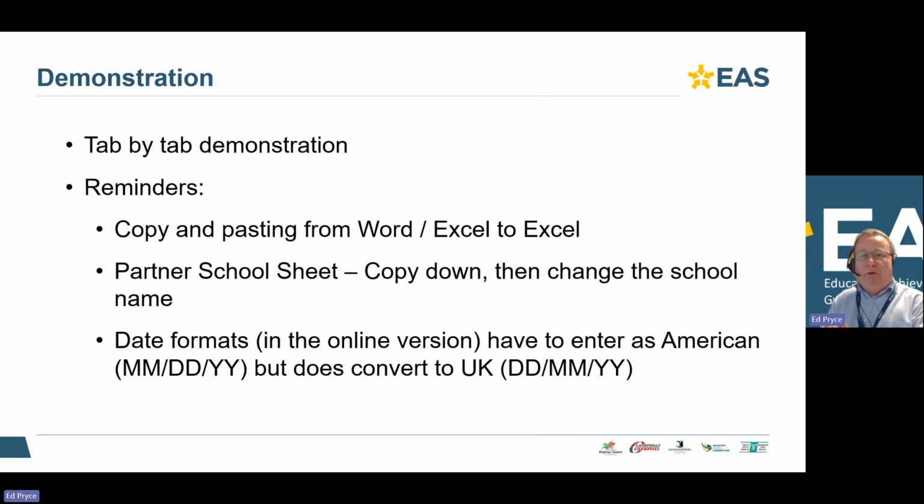What I'm going to do now is give you a brief demonstration tab by tab, with reminders of a couple of the key things: copying and pasting from Word to Excel, which can be quirky; the partner school sheet and how to copy down there; and a reminder on date format if you are using the online version because you're having trouble accessing the app. It can be problematic, but if you use the web version, you will have to enter the dates in an American format of month first, then date, then year, but it does then convert to the right format when you have done that. That's just the web version, not the Excel app.